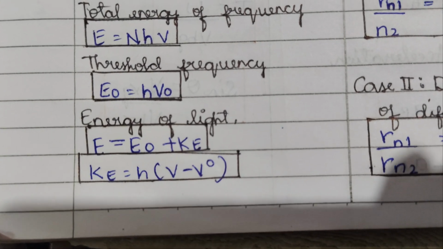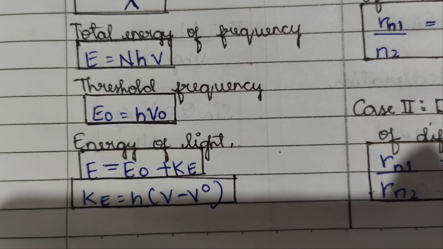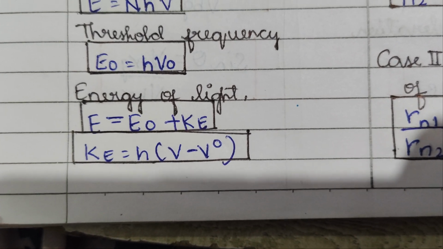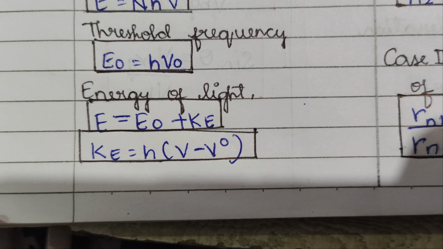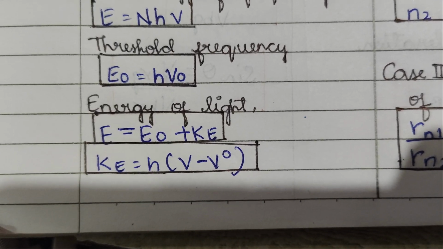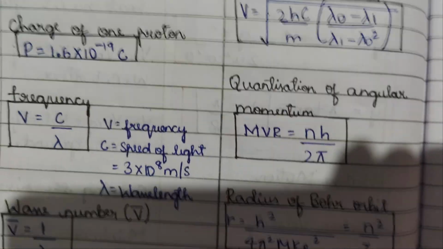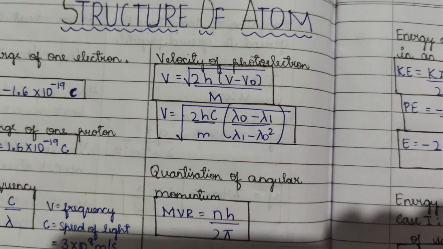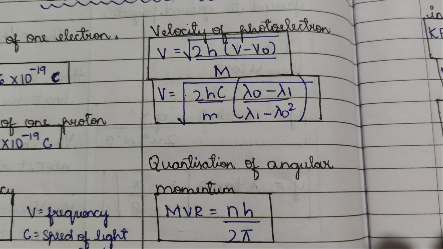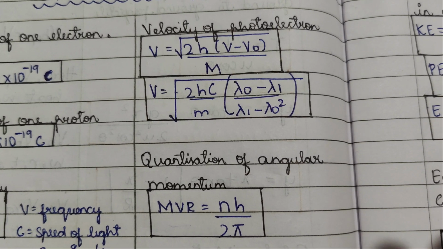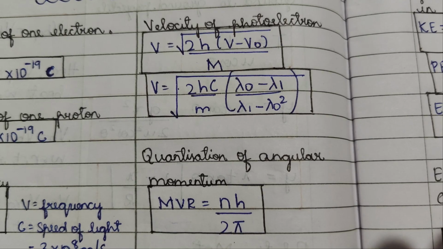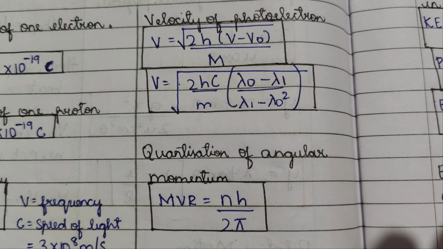Threshold energy E naught is equal to h nu naught. Energy of light E is equal to E naught plus KE. KE is equal to h into nu minus nu naught, final minus initial. Velocity of photoelectron v is equal to square root of 2h into nu minus nu naught divided by m. Here nu is final and nu naught is initial.